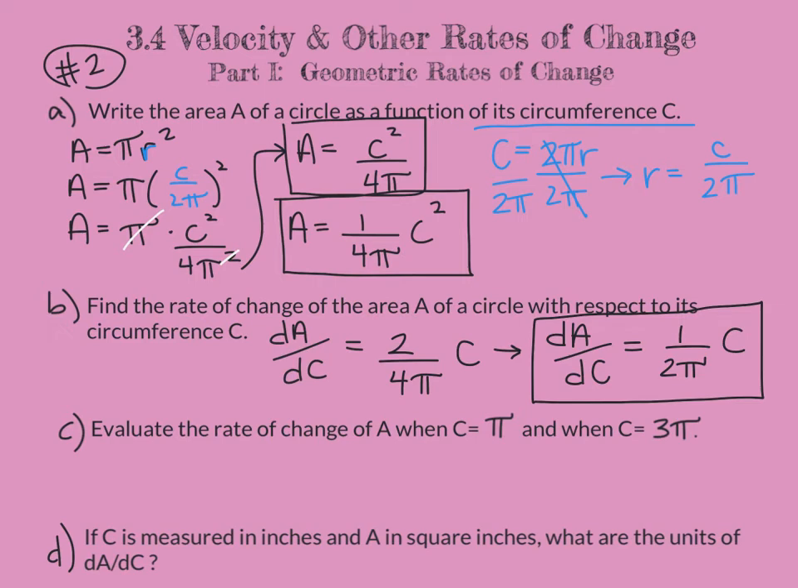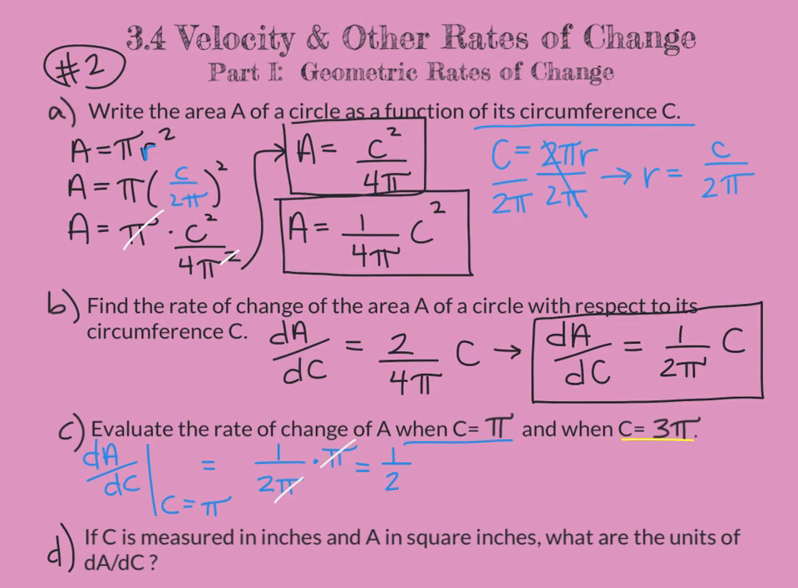For part C, we want to evaluate again at 2 different points. So we're first going to evaluate when c equals pi, and then again when c equals 3 pi. So dA dc when c equals pi means plug in pi for c. So we'll have 1 over 2 pi times pi, and then the pi over pi cancel, and we're left with 1/2. We'll get the units in just a moment.